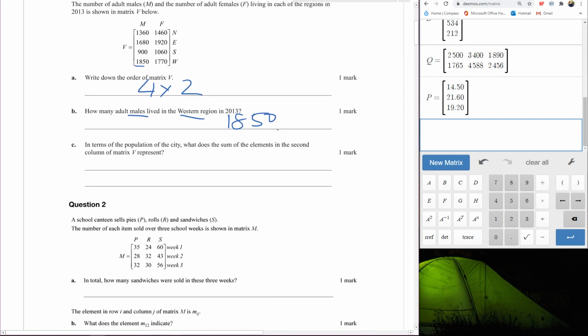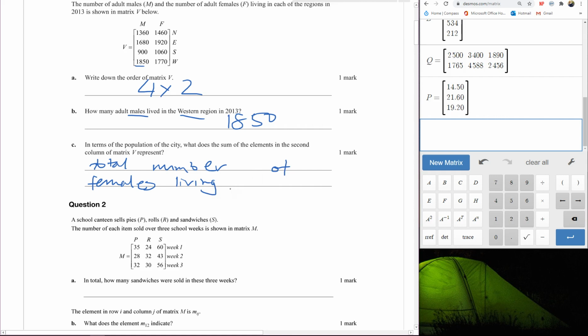In terms of population of the city, what does the sum of the elements in the second column of matrix V represent? So this is saying if you were to add all of the elements in the second column, which is here, what does this number represent? So if you add all of these numbers, what does that represent in this matrix? Well, basically, if you're adding all of the numbers of females for each of these sections, it tells you the total number of females living in north, east, south, west.